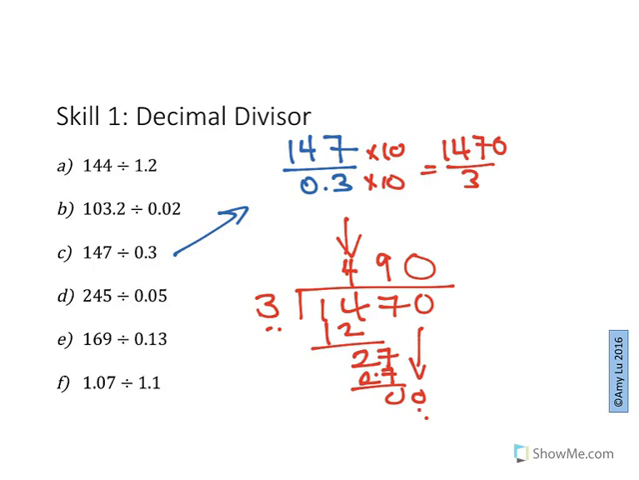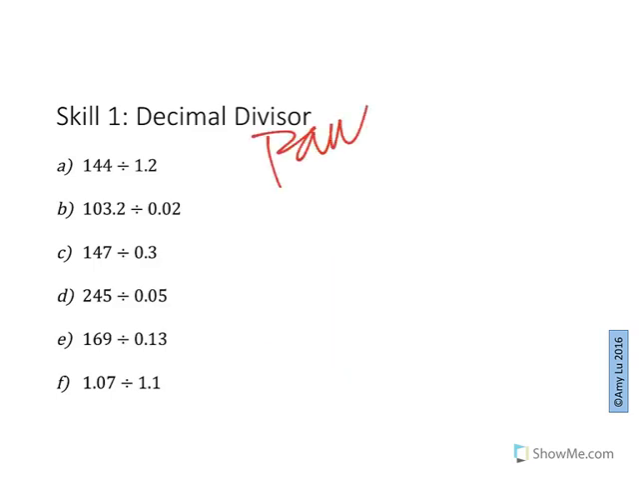Now say you actually had a remainder here. You would simply add your decimal and zeros and keep going like we've done before. But in this case, we don't. So at this time, pause and do the remaining ones. So here we go.